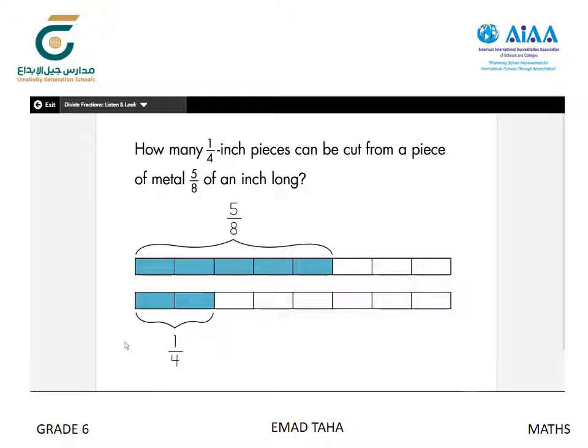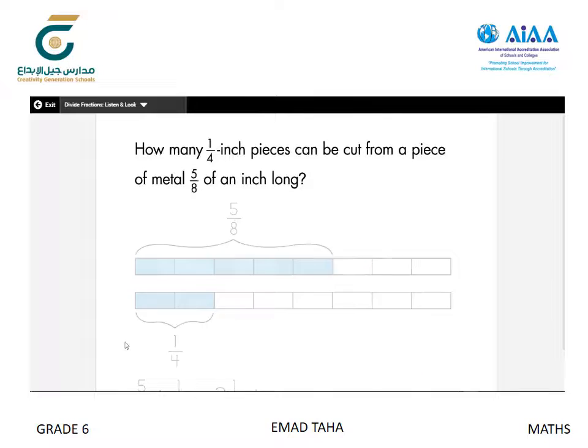Then, these students use their model to find a solution to the division problem. They count the number of 1/4 portions in the 5/8 piece: 1, 2, and 1/2. Then, they write a division equation to show the solution.